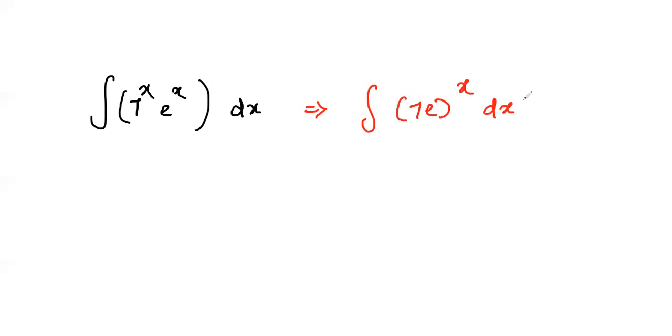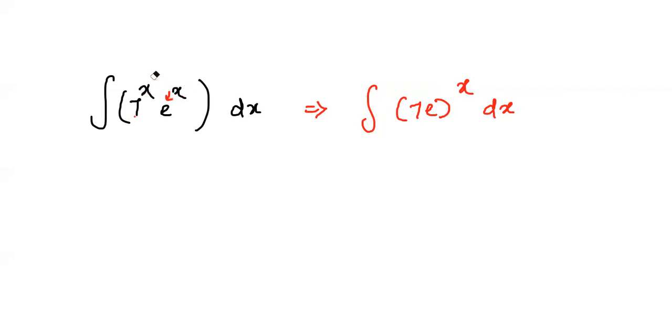Can we do that? 7 to... How can we do that? You have x as the power to 7, and x as the power to a. Both share the common variable, the same power. Can we club them? Yes, we can club them, like 7 into e, the whole power x, correct?